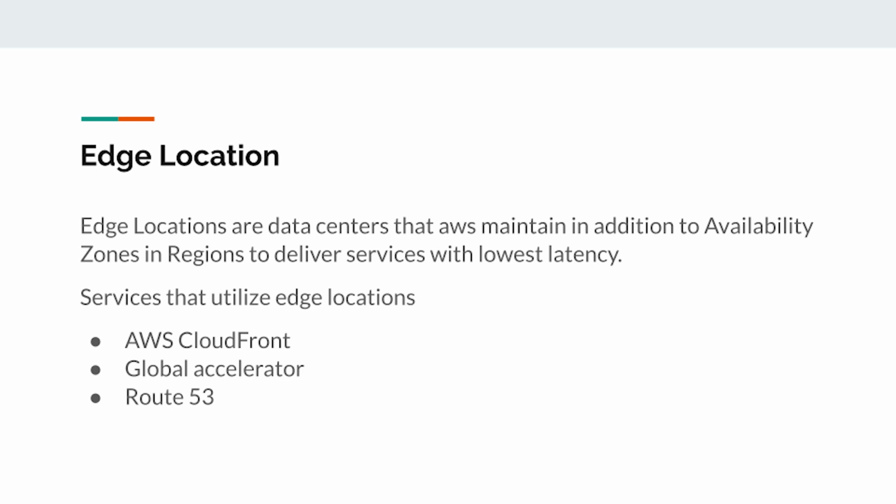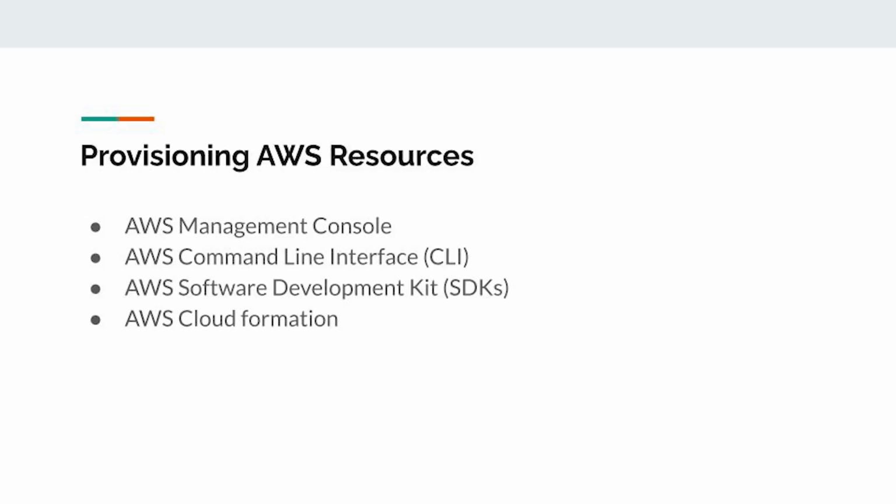Global Accelerator uses edge locations to provide users a closer and faster connection to your application. With Global Accelerator, users bypass the public internet and connect to your application through the AWS network. Route 53 is a DNS service which translates a domain name to an IP address. CloudFront can work with Route 53 to route users to the nearest edge location to access content.